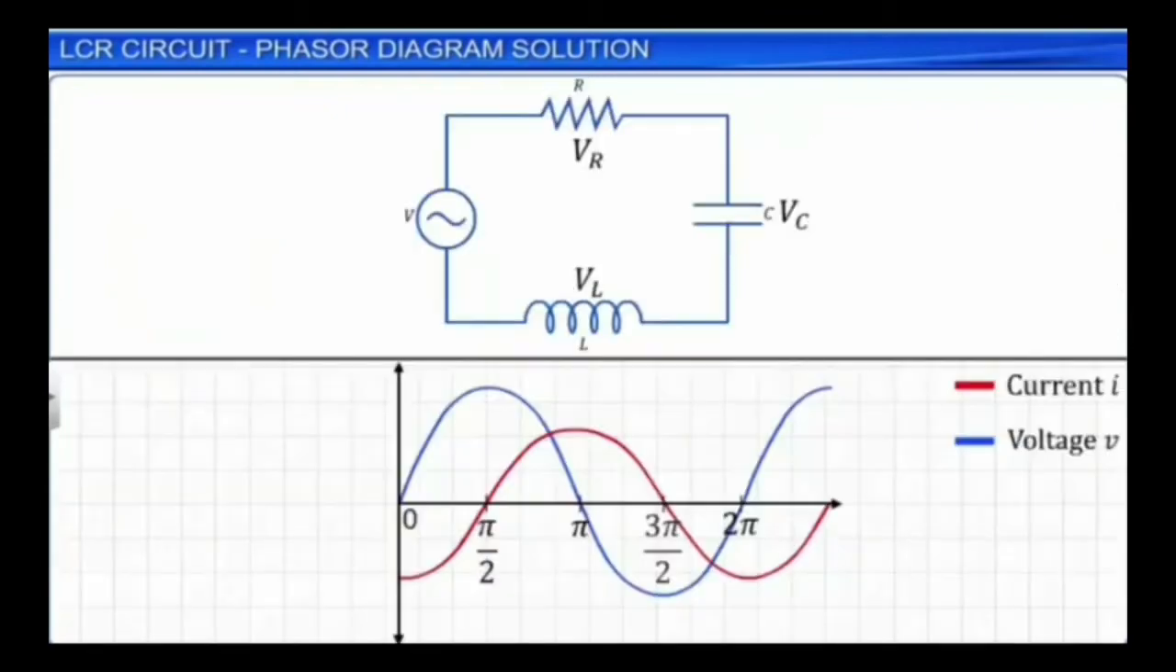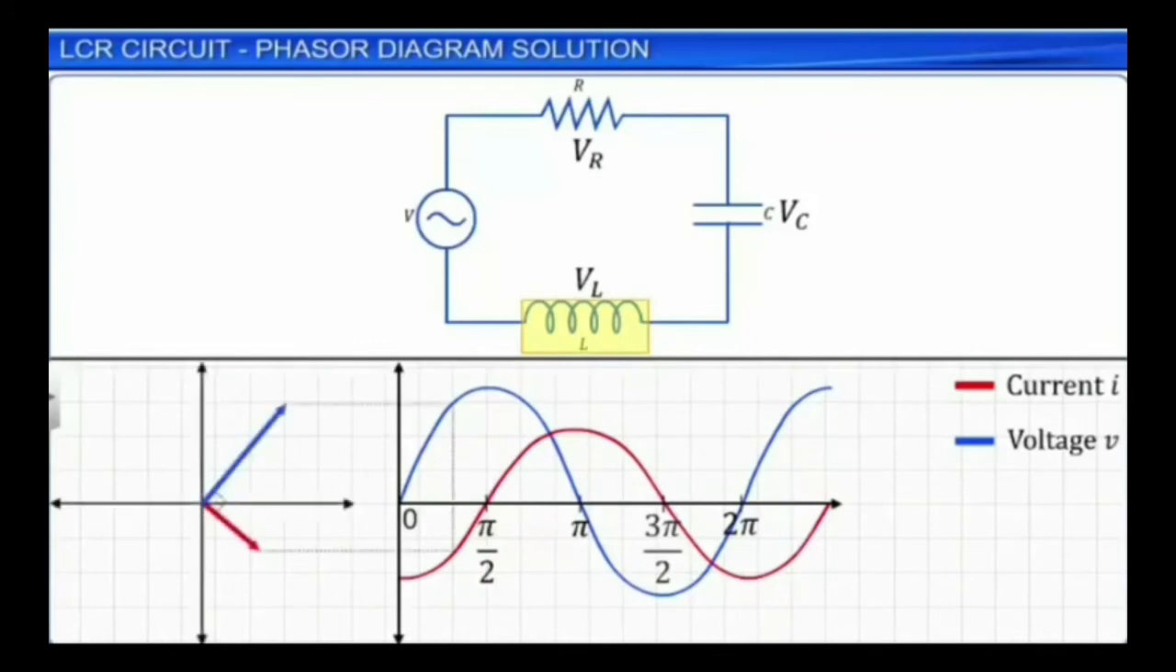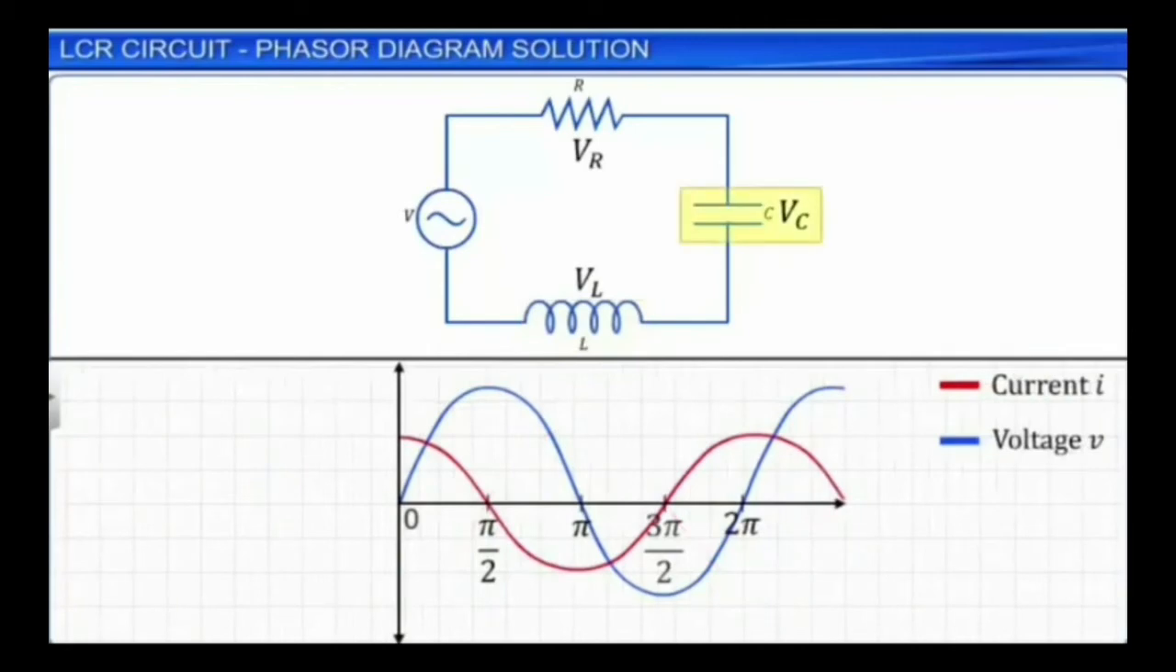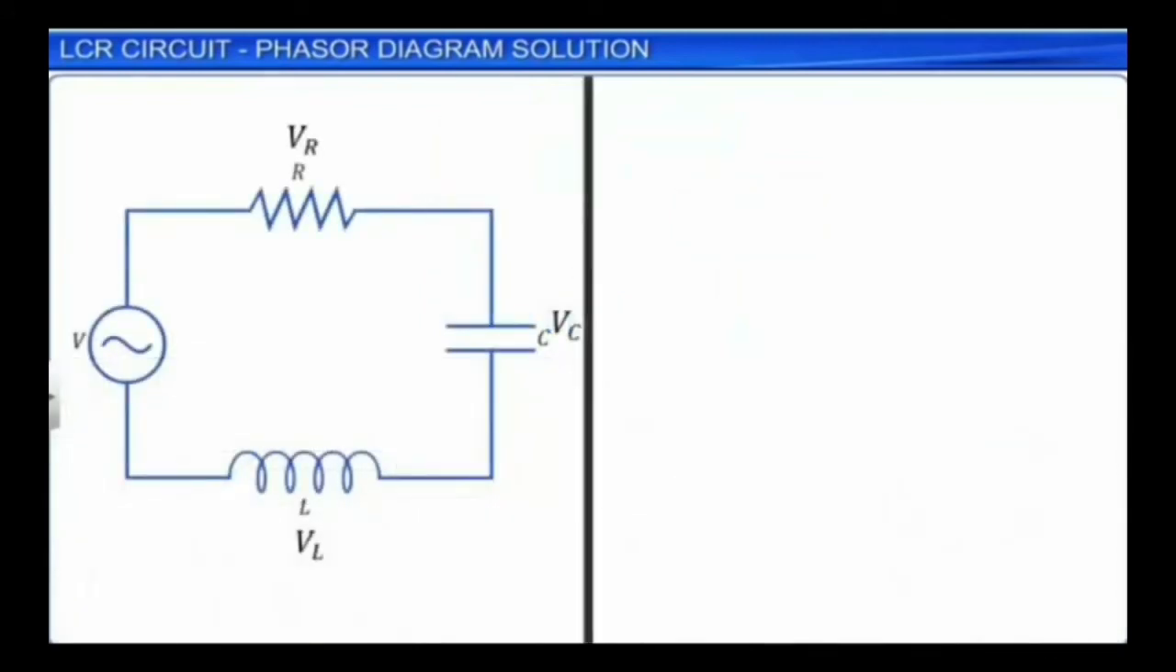We know when AC is applied to an inductor, the current in the circuit lags behind the voltage by an angle pi by 2. Or in other words, voltage leads the current by an angle pi by 2. So here there is a phase difference of pi by 2 radian or 90 degree. When AC is given to a capacitor, current leads the voltage by an angle pi by 2, or voltage is lagging behind the current by an angle pi by 2. In the case of a resistor, both the voltage and current are in the same phase. There is no phase difference.